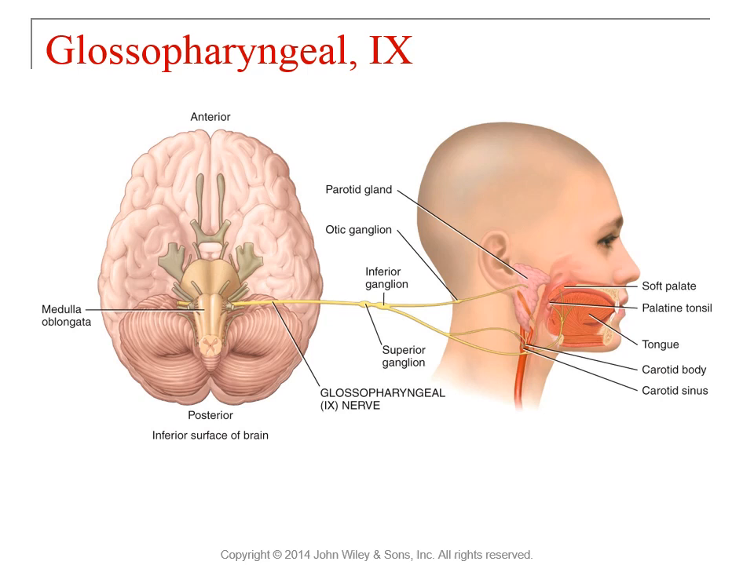This also has a ganglion, but has two, both a superior and inferior ganglion. You also have an otic ganglion. This can be found just anterior to the ear at the parotid gland.